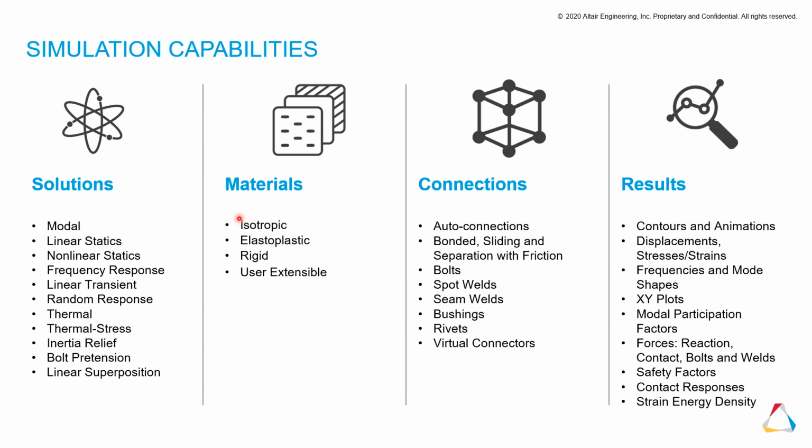Material-wise, we can work with elastoplastic material, isotropic material. We have a library of materials inside. If you do not find your material there, you can add your own material as well. Connections-wise, we can create multiple connections. If you're talking about contacts, we have bonded contacts, sliding, separation, bolts. We can simulate bolt connections, spot welds, seam welds, bushing, rivets. All these are possible in SimSolid.